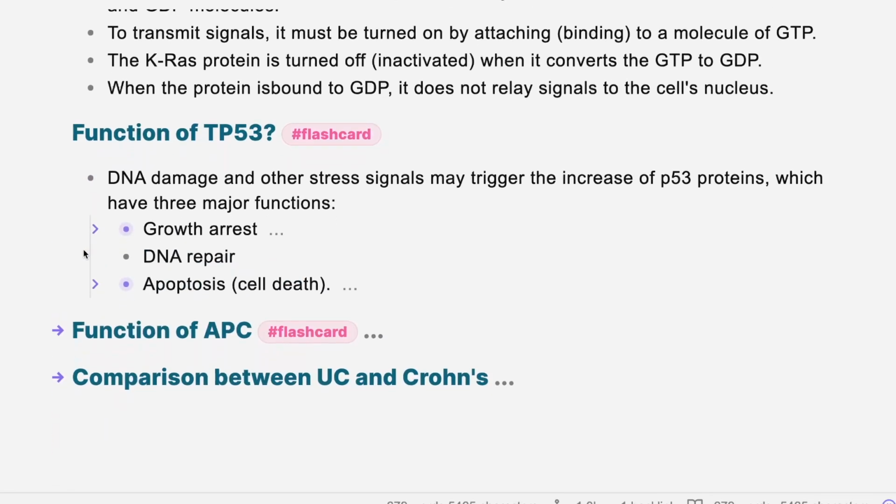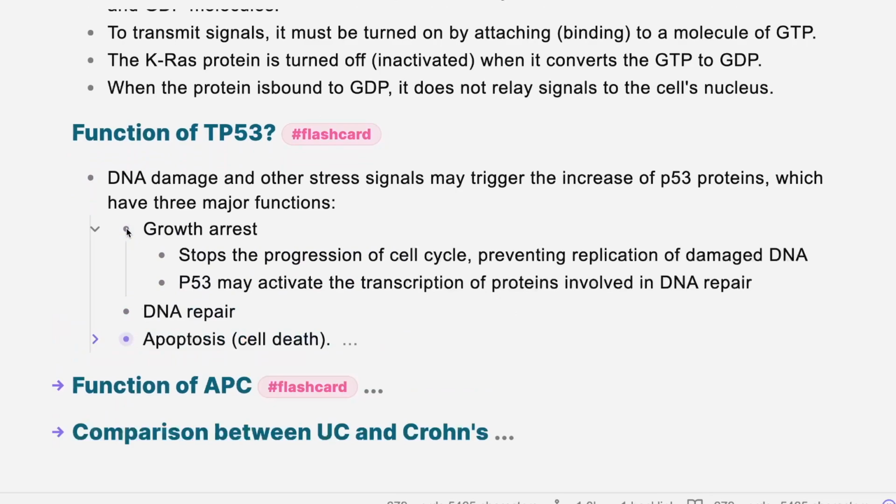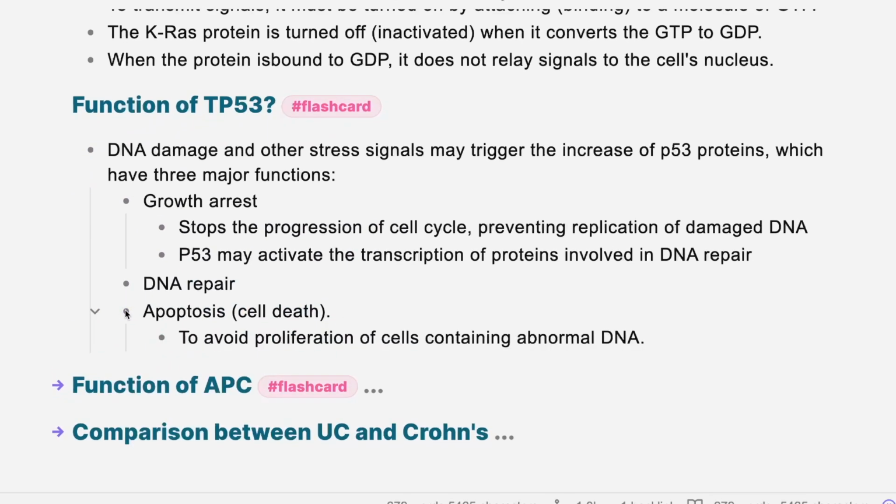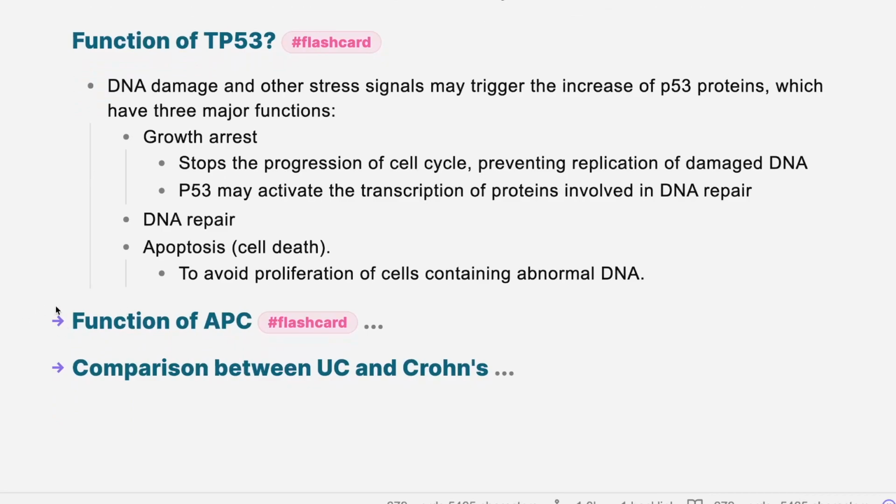As you can see here, they can also cause growth arrest and DNA repair and apoptosis as well, or cell death. What is the function of the APC gene? It encodes factors that activate the WNT pathway in the colonic epithelial cells.